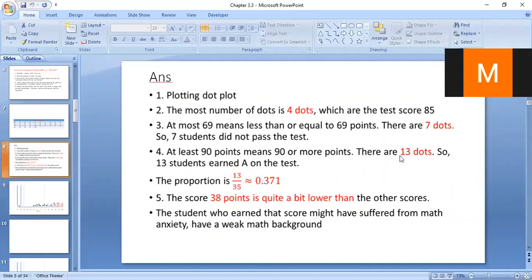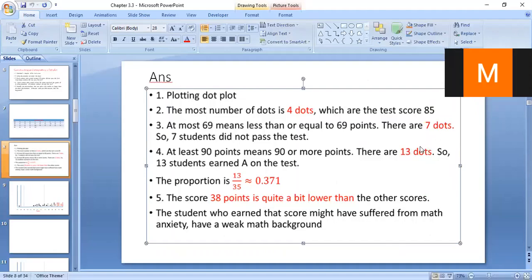And then you got 13 people get A. For the proportion, you take 13 divided by 35, and you will get 0.371. That is how to find the proportion. For the proportion, first we find how many people, and then you divide by the total. You will get 0.371. That is the proportion.